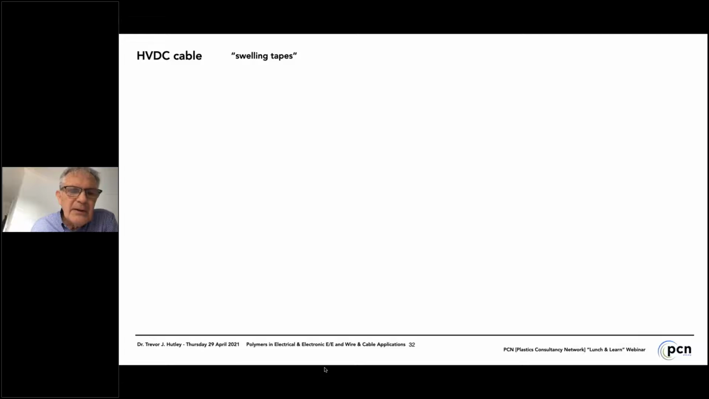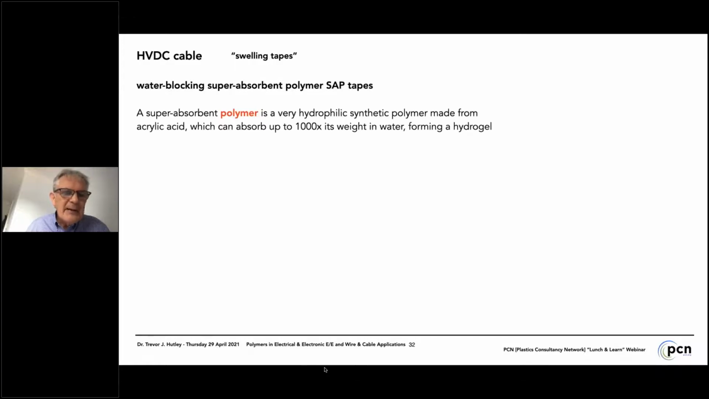So let's have a little bit more detail of the so-called swelling tapes, as they describe them. Normally, I would call these water blocking tapes based on super absorbent polymers. It just happens to be a topic, super absorbent polymers, that I've worked on myself for a number of years. And the super absorbent polymer is a very hydrophilic, that is water-loving, synthetic polymer made primarily from acrylic acid. And these polymers are able to absorb up to 1,000 times their weight in water. That's an incredible statement just to think about it. 1,000 times their weight in water.